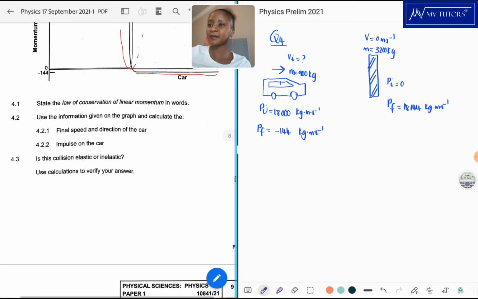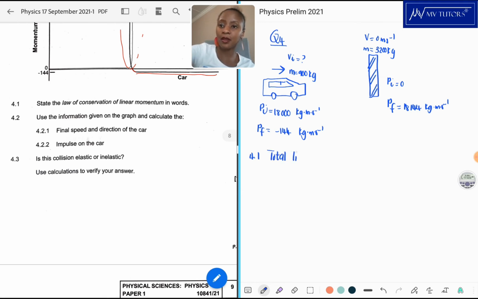So 4.1, state the law of conservation of linear momentum in words. Basically, the total linear momentum of an isolated system is conserved. Because the system is isolated, it will be conserved. You could also say it remains constant.